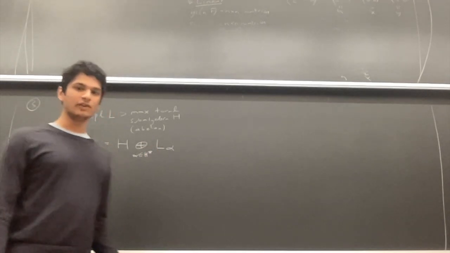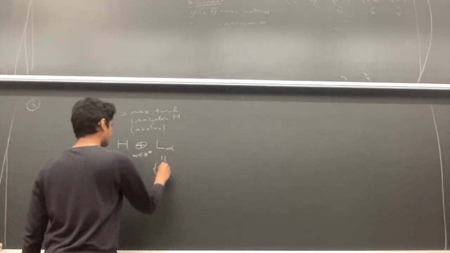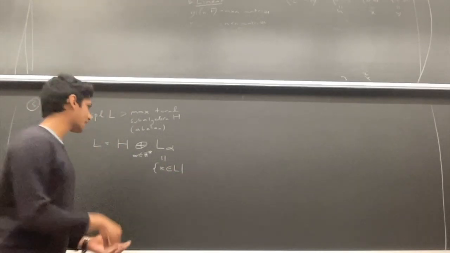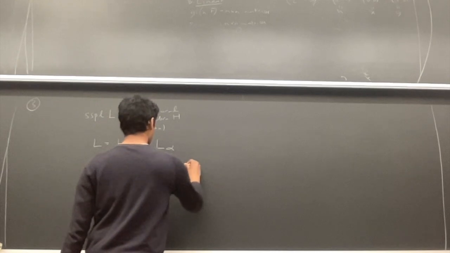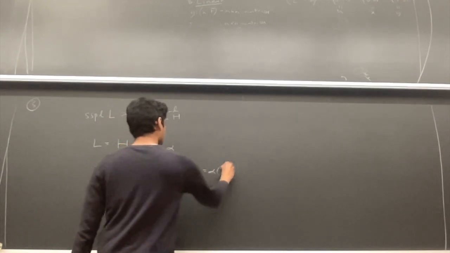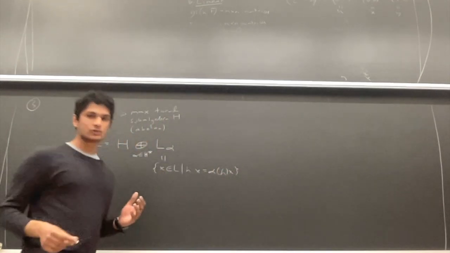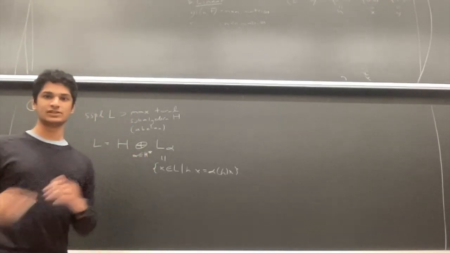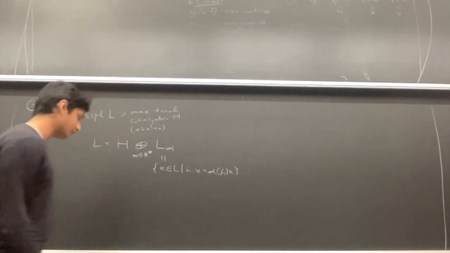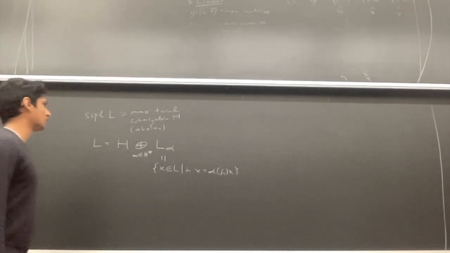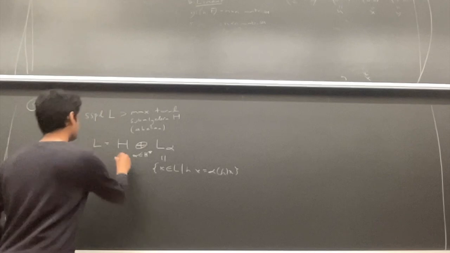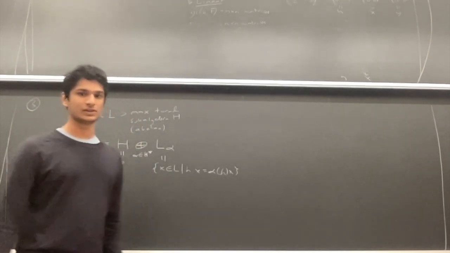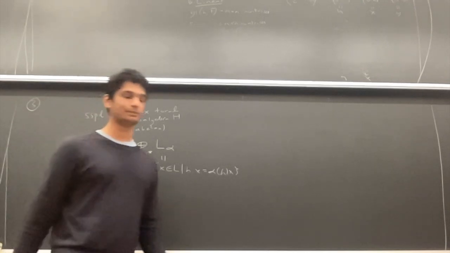So you can think of L alpha as the set of things X for which H dot X equals alpha of H times X, where alpha is some function from H to the ground field F. And it turns out that H is everything that consists of L0. And so we have some kind of decomposition, and we'd like to explore this decomposition.